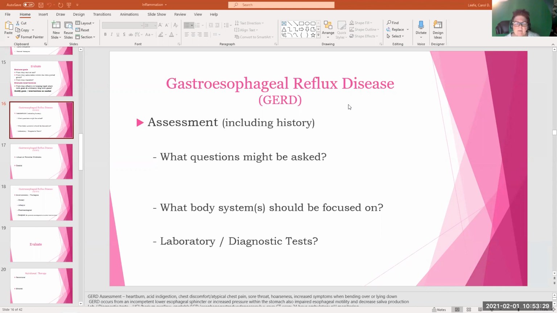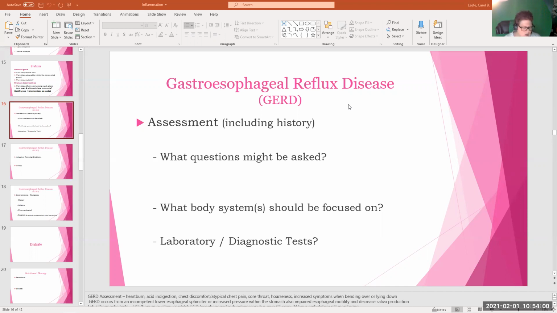PPIs, proton pump inhibitors, directly reduce gastric acid production. And that's pantoprazole, which is Protonix, and that's the drug of choice in the hospitals. Omeprazole, esomeprazole, okay? Promotility agents to help with emptying, such as metoclopramide or Reglan.